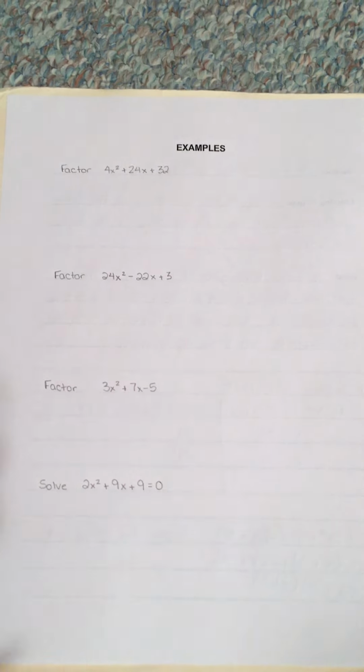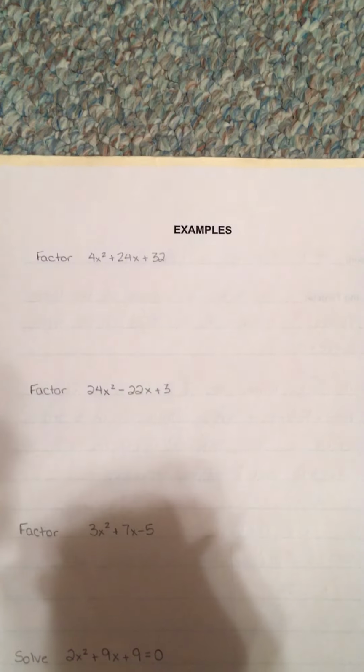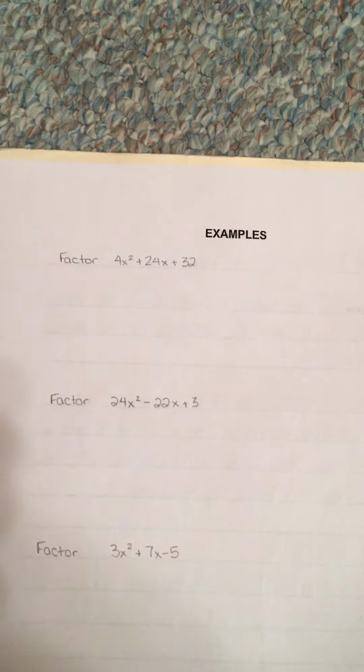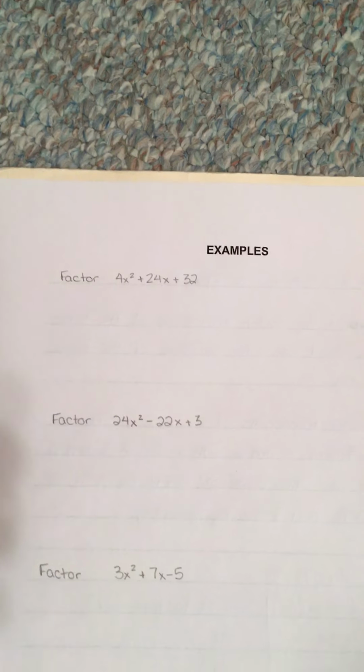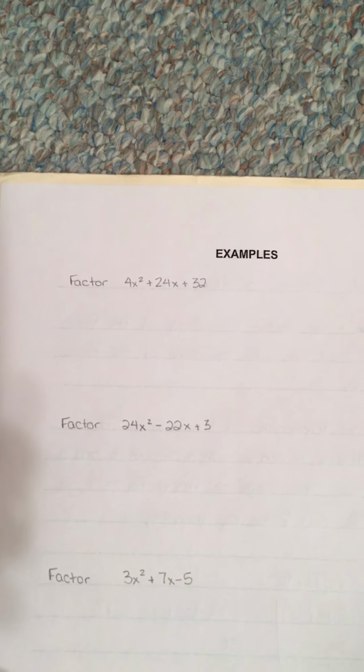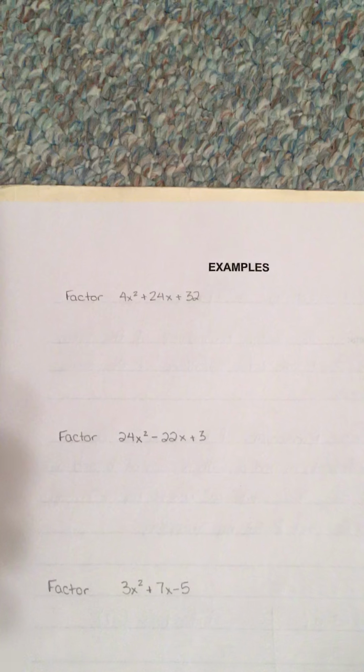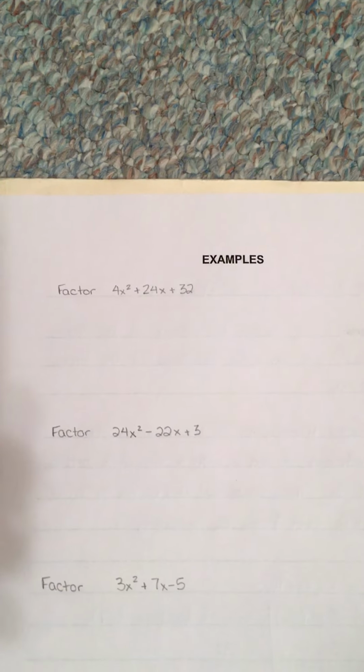All right, other side. So this one, I have 4x squared plus 24x plus 32. And looking at that, I think this isn't going to be very much fun, because 4 times 32 is going to be a big number. It's going to have tons of factors.